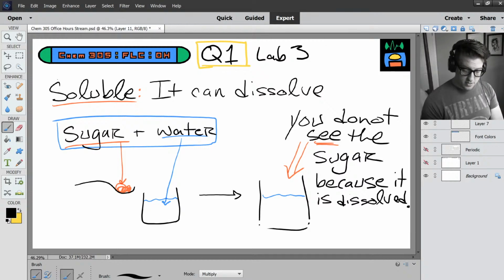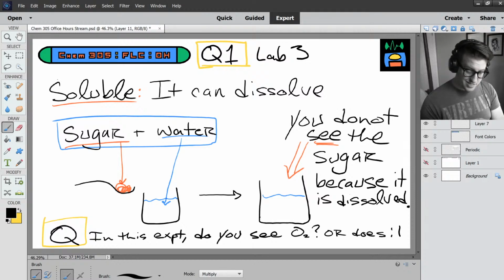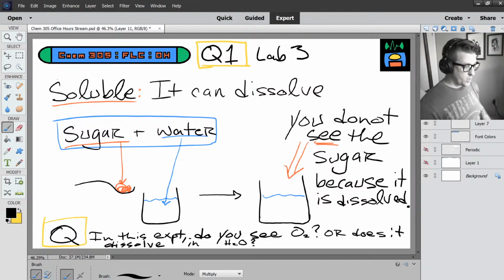All right. Now, here is my question for you that will lead you to the answer to your question. So, Prarthana, here's my question to you about question 1. In this experiment, do you see oxygen? Do you see oxygen? Or does it dissolve in water? All right, so hopefully that will lead you in the right direction.